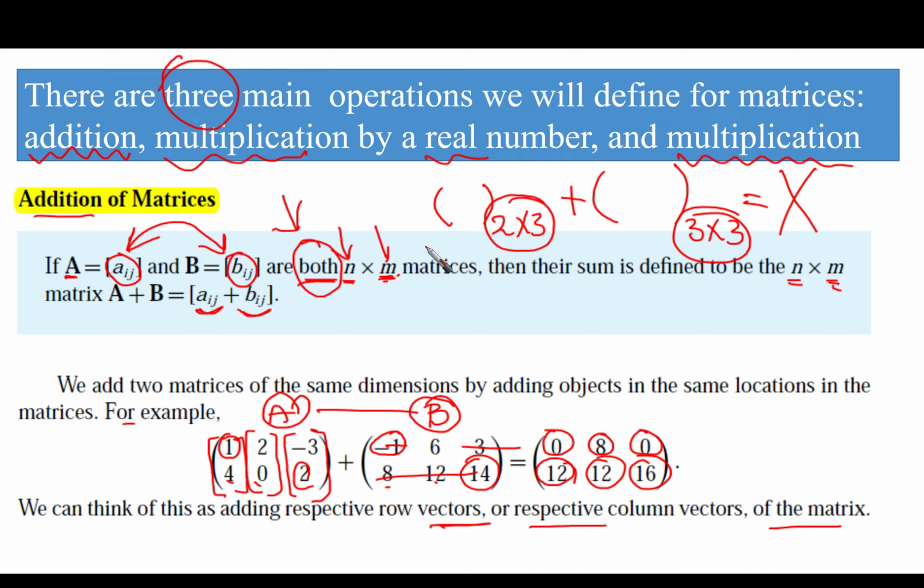So that's important. Here we have 2 rows, here we have 3 rows, so this wouldn't work for us. Remember, this is considered to be the keyword in addition of matrices, which is that both have exactly the same dimensions. Okay, so this is regarding the addition of matrices.